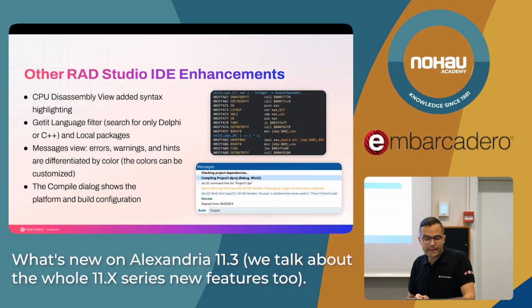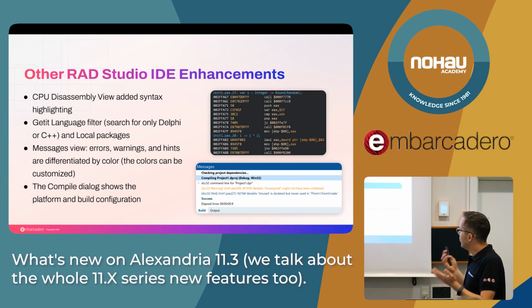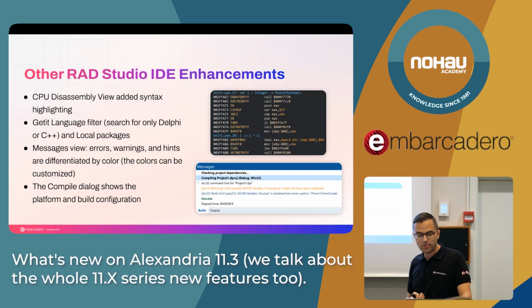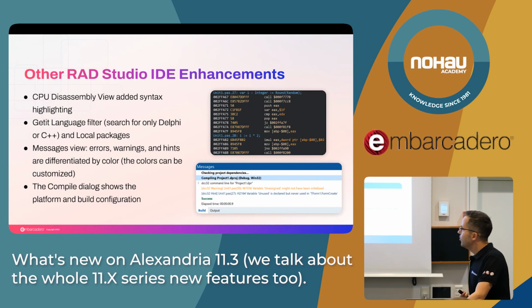More IDE enhancements. Now the CPU disassembly has been formatted with nice colors. It used to be just a blob of text. Now you can see at least some format there, so it's easier to track things down. The GetIt component has been split into Delphi and C++ packages, and now you can filter which ones in particular you're looking for in case you're working with both platforms.